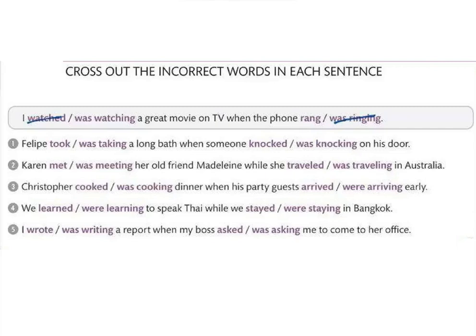Number 2. Karen met or was meeting her old friend Madeline while she traveled or was traveling in Australia. Karen met her old friend Madeline while she was traveling in Australia. So the meeting of her friend is the action that interrupted her traveling. Number 3. Christopher cooked or was cooking dinner when his party guests arrived or were arriving early. Christopher was cooking dinner when his party guests arrived early.